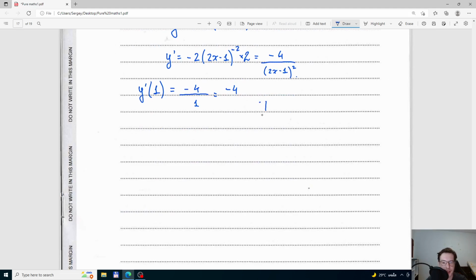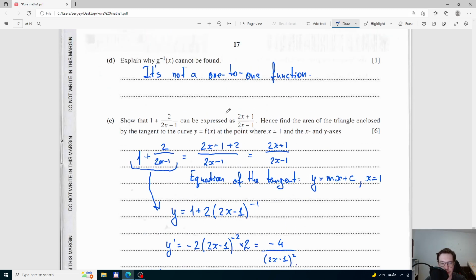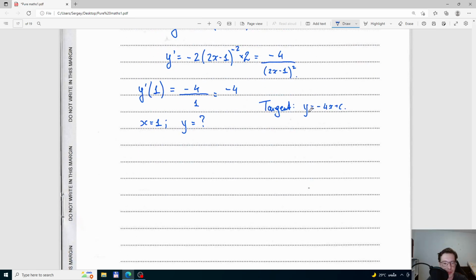Now that means the tangent is going to have the equation y equals minus 4x plus c. Now, in order to find c, I will have to substitute one point, which is on the curve. I know that x equals 1, but I don't know what y equals. However, I got the equation of the curve. It's 1 plus 2 over (2x minus 1). So I can substitute x equals 1 into the equation of the curve.